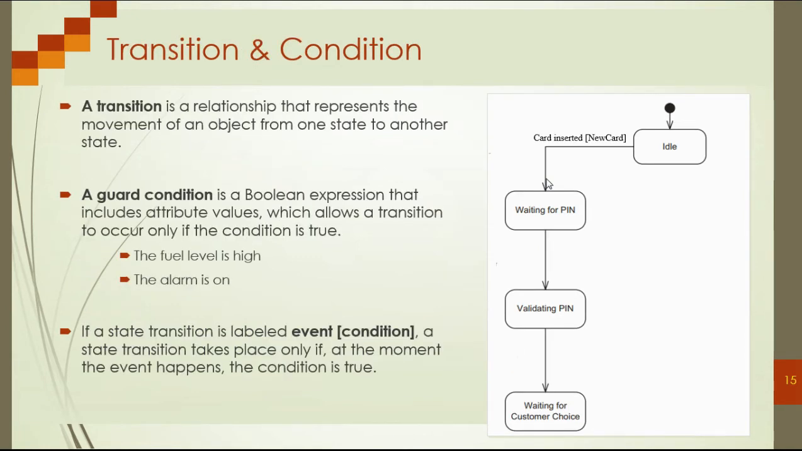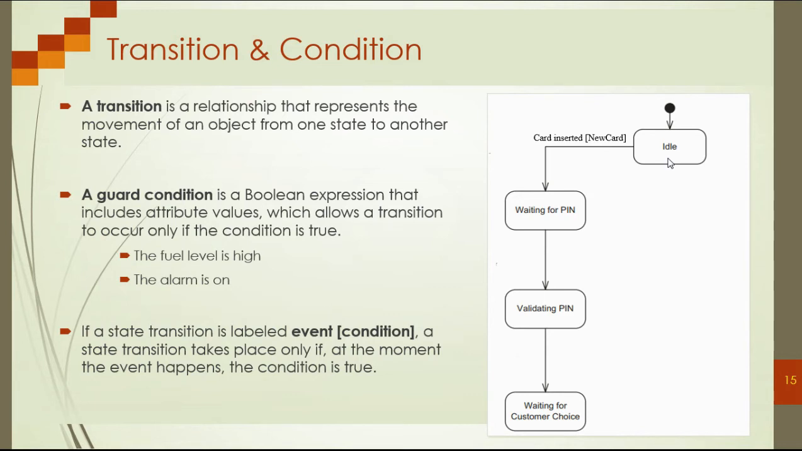So the events and the condition, or the transition and the condition. Sometimes there is a condition that should be satisfied before moving to another state. For example, the condition should be placed between two brackets with the transition or with the event. For example, in case the user inserts the card, it should be new. So if this condition is true, the state will change to the new state. Otherwise, the system will stay in the same state.